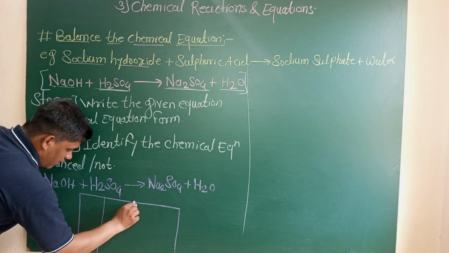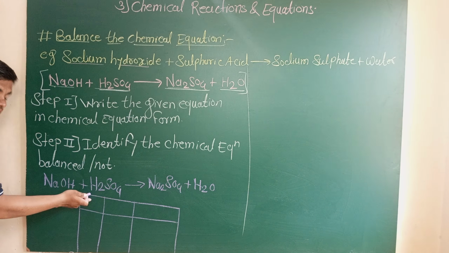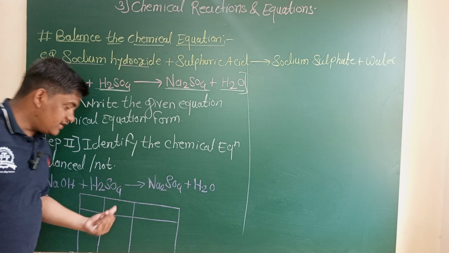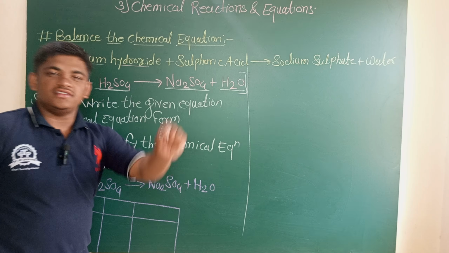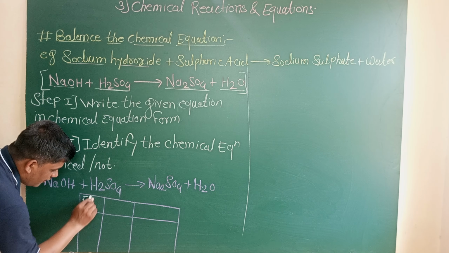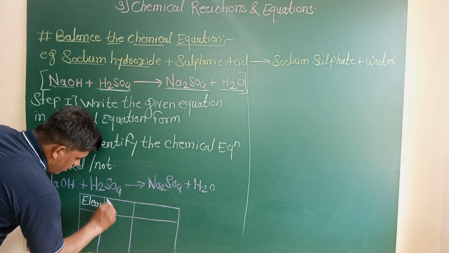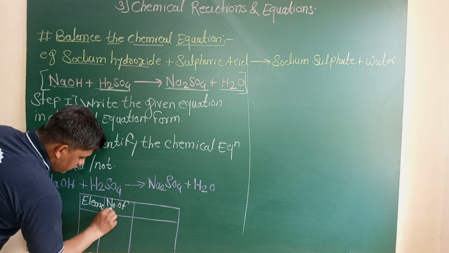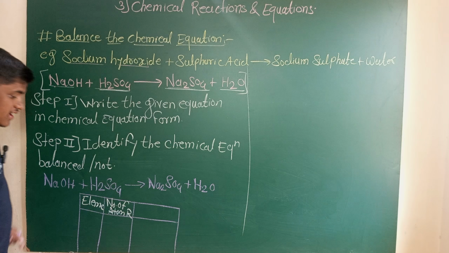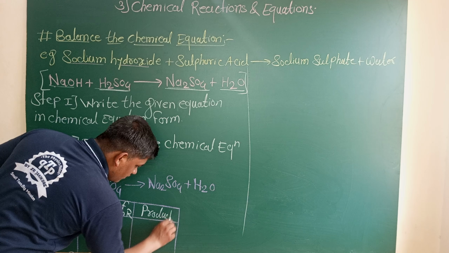There are three columns. First, name of the elements; second, number of that element in the reactant; and third, number of that element in the product. The first one, name of elements. There are the elements, and second, number of atoms in reactant, and third, number of atoms in product.